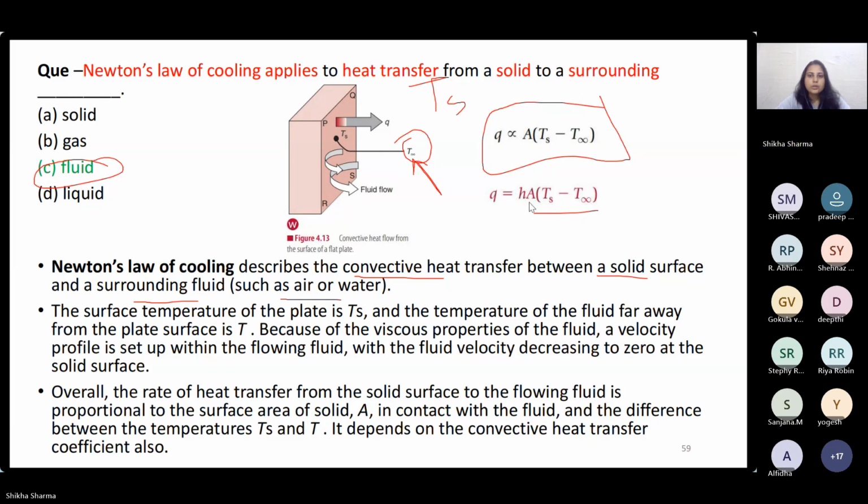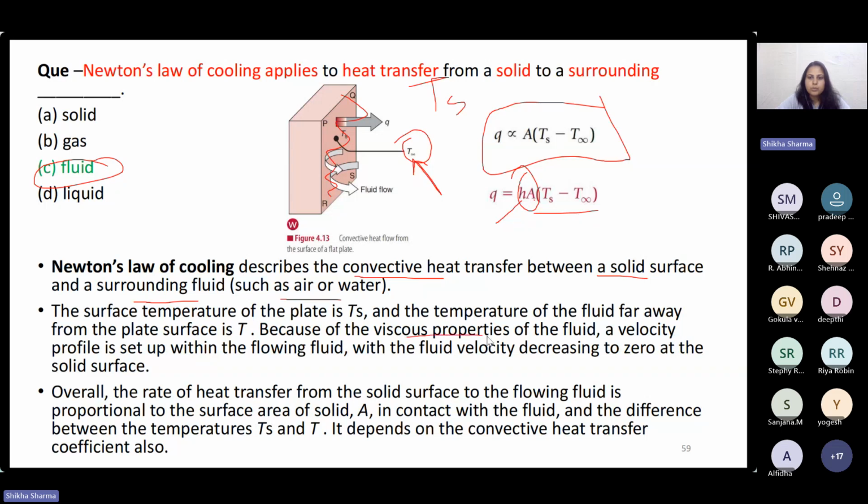So heat transfer equals h, which is the convective heat transfer coefficient, times the area, so it depends on the area, times Ts minus T infinity.